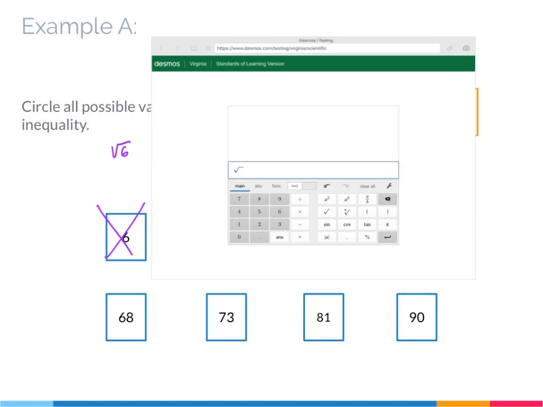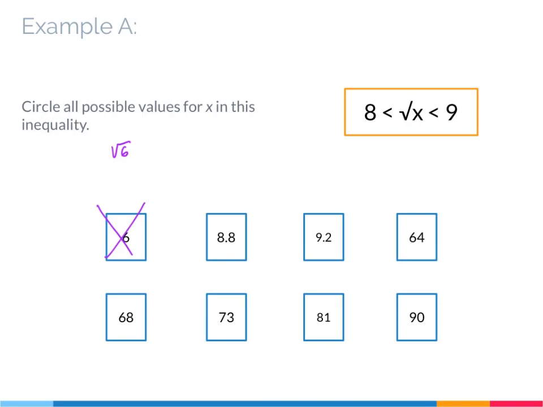So we want the square root of 8.8. And we see here that that's going to give us 2.96. Well, 2.96 is definitely not between 8 and 9. So we can go ahead and get our calculator out of here. We know that's not between 8 and 9, so that's not going to be a correct answer either.